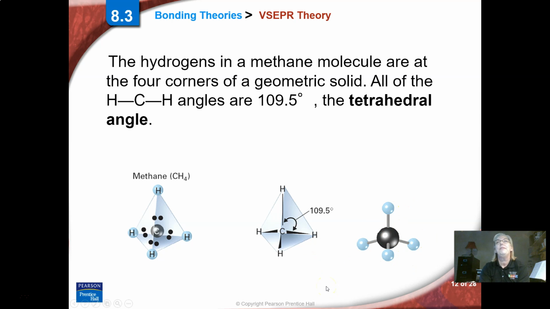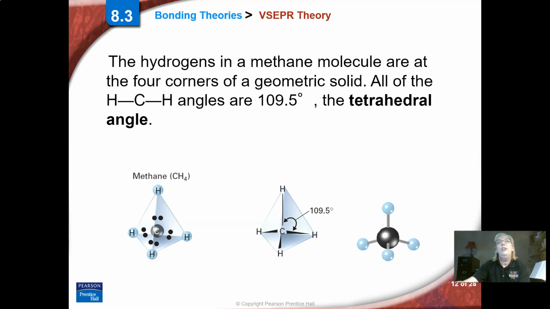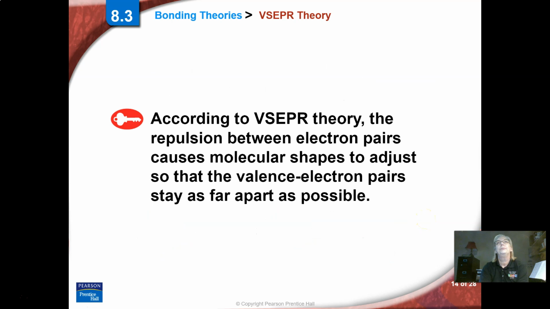So there are different shapes we'll have to learn. VSEPR theory says that all these hydrogens want to be as far apart from each other as possible. When they do that, it makes a particular shape. So this shape is a tetrahedron. Those bonds try to stay away from each other as far apart as possible, and that makes a three-dimensional shape.